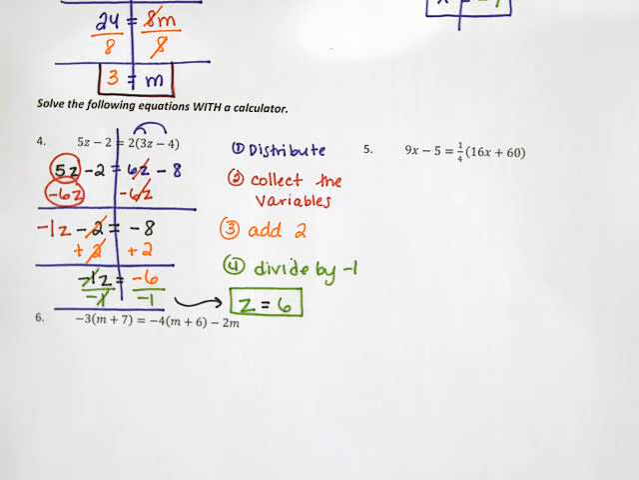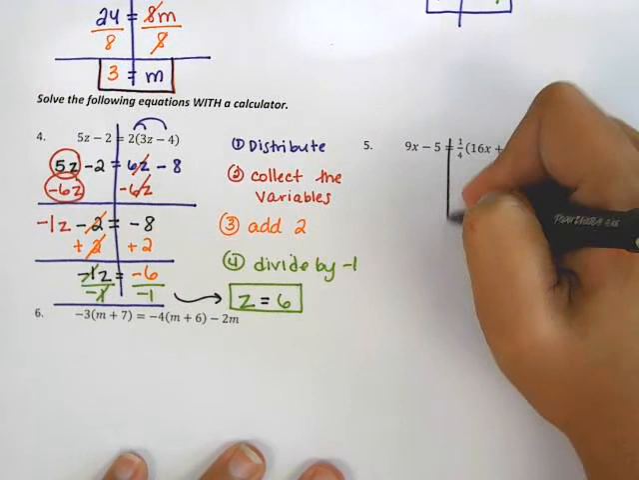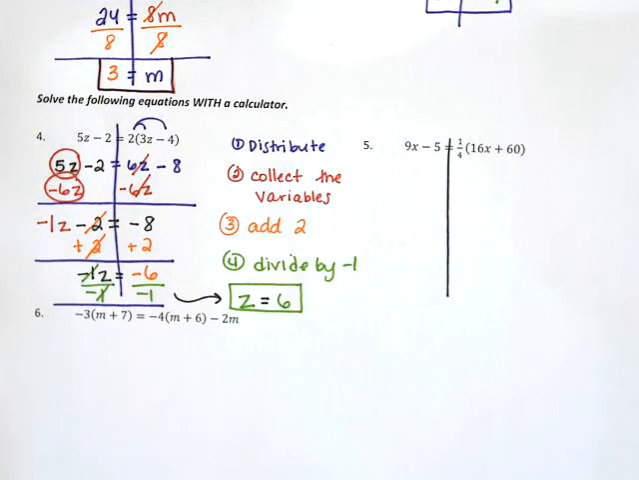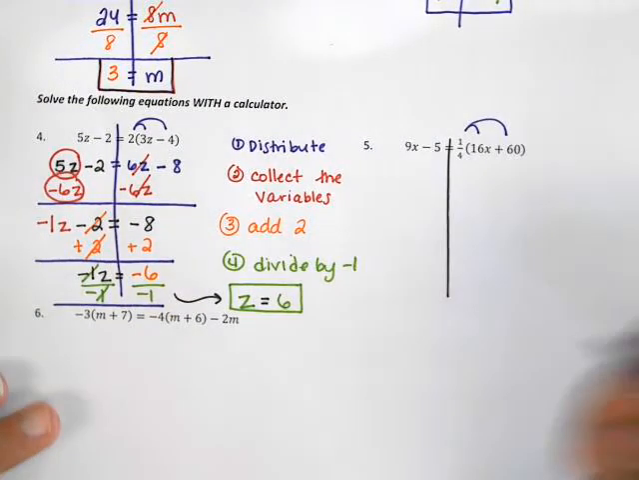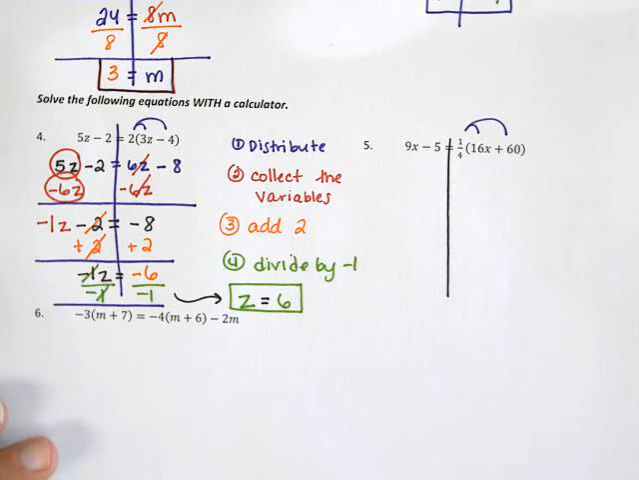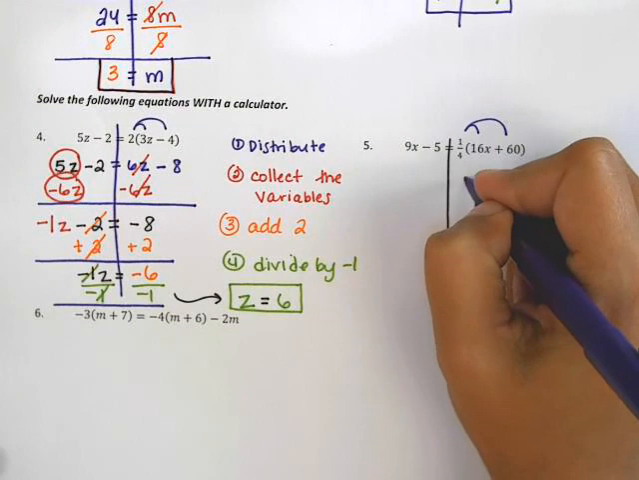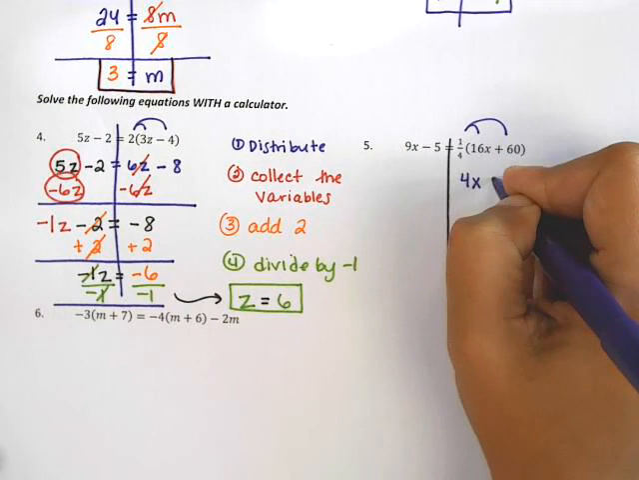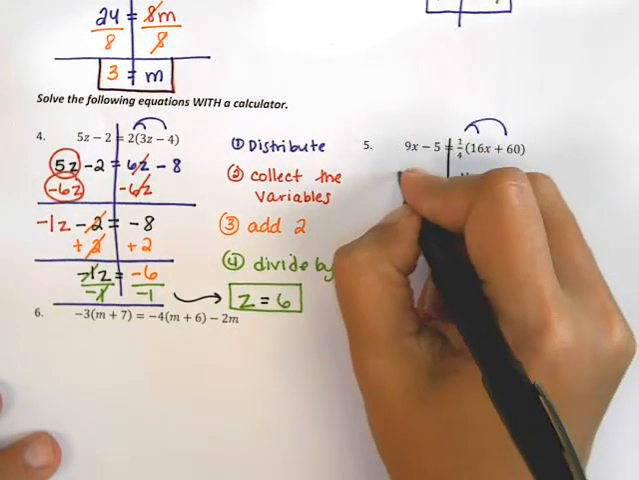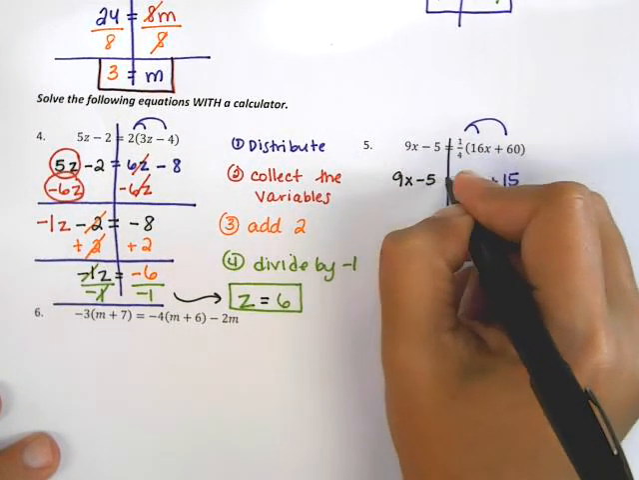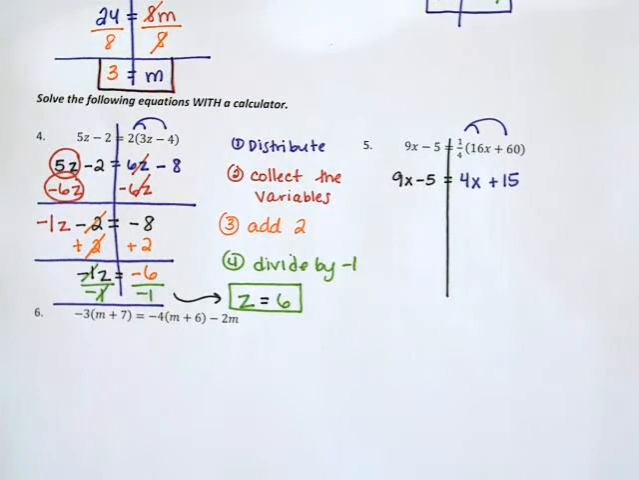Let's take a look at another example, number 5. So I would draw a vertical line through my equal sign. And now my first step is going to be to distribute, just like before. When I distribute the 1/4, I could use my calculator, or I could just think about this as dividing by 4. Either way, I get 4x plus 15 after I distribute. And I'm just going to drop down the 9x minus 5, just drop it like it's hot.